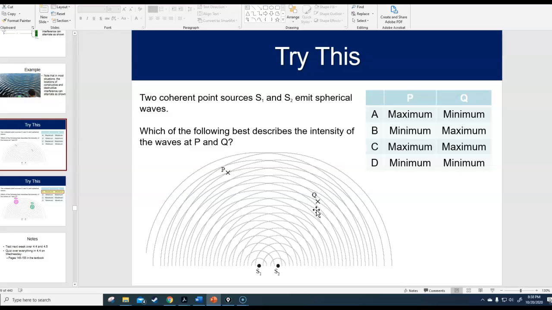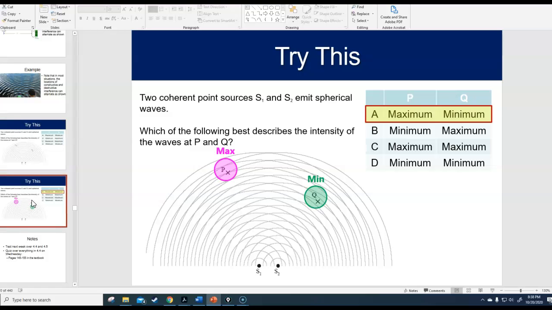Whereas at point Q, you have a line meeting, well, basically a blank space, which represents a trough because wavefronts show you where crests are, and troughs are halfway in between crests. And so you would have destructive interference at Q, and so the intensity would be at a minimum at Q. And this is the type of question that shows up sometimes on the IB exam.